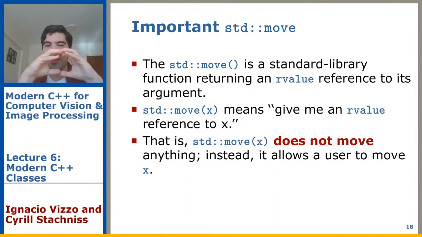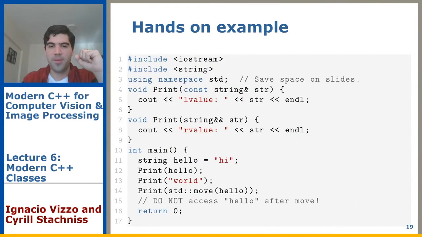The idea behind the move is taking ownership. So we have two objects, A and B, and for example, B wants to take ownership of A, then you will use the move function. But the object still remains the same, so there is no moving involved. There's one example here.